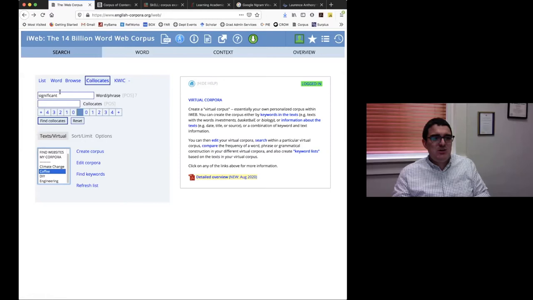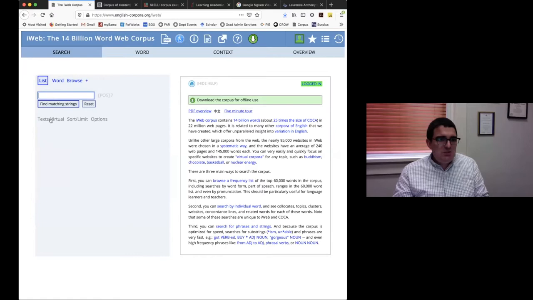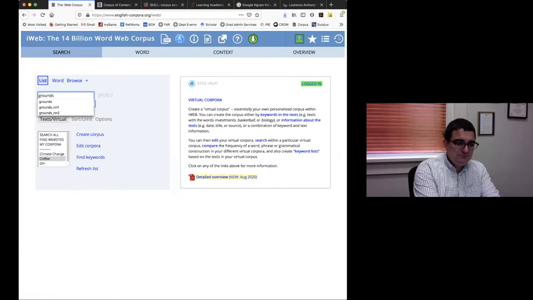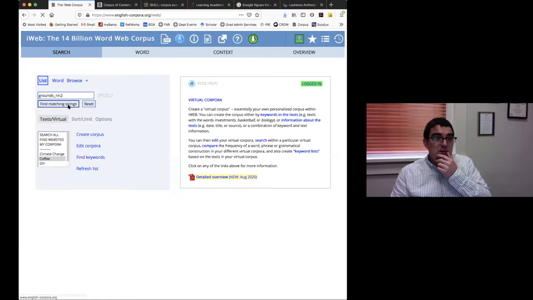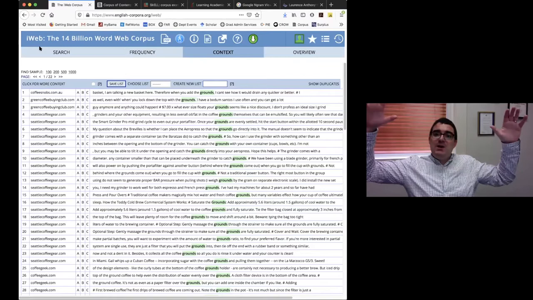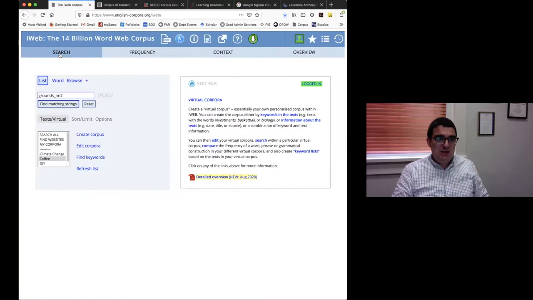That is a useful tip to keep in mind. Sometimes it is helpful to click reset between searches. I'm going to do grounds as a noun phrase. Certainly that would be common in discussions of coffee. So we get the grounds, top with the grounds, your grounds. Just an easy search to show, right? Out of this 14 billion word megacorpus, I've narrowed more specifically to my own specialized corpus.